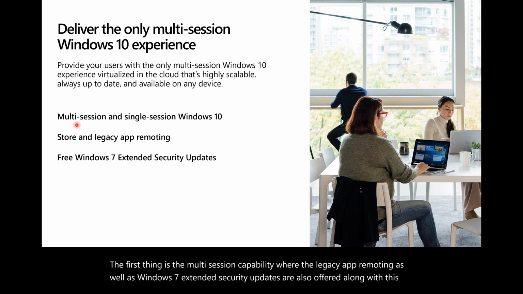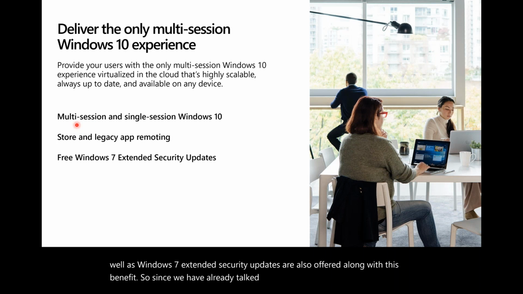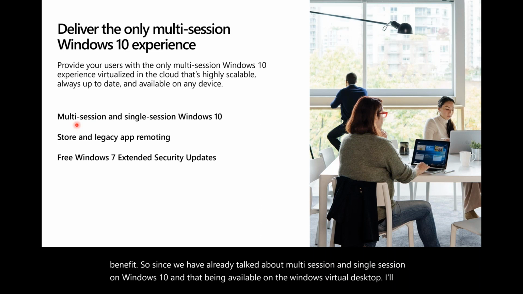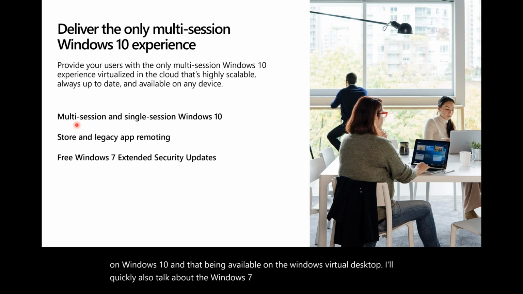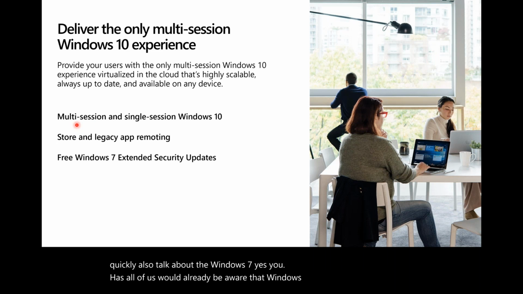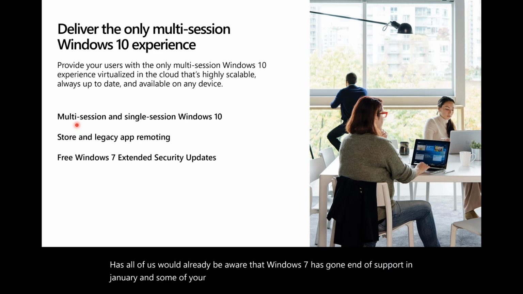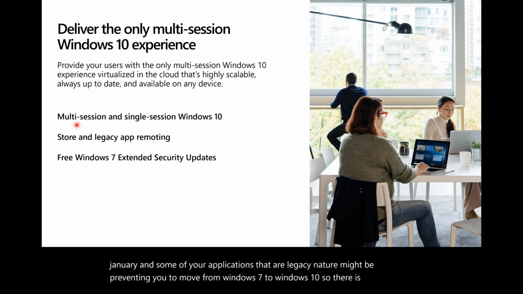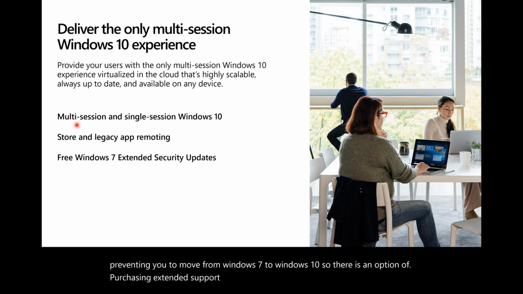So since we have already talked about multi-session and single session on Windows 10 and that being available on the Windows Virtual Desktop, I'll quickly also talk about the Windows 7 ESU. As all of us would already be aware, Windows 7 went end of support in January, and some of your legacy applications might be preventing you from moving from Windows 7 to Windows 10. So there is an option of purchasing extended security updates, which cost approximately $200 per year per device.